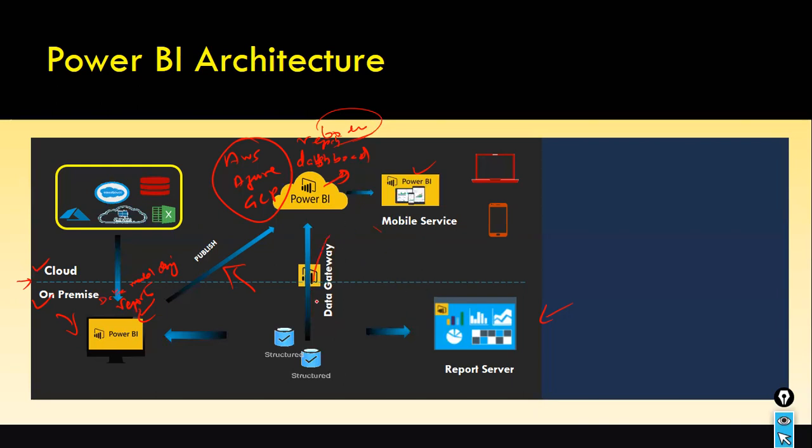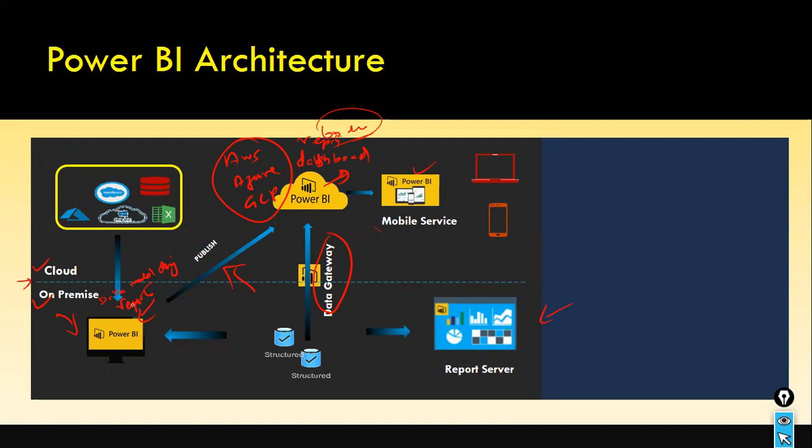Okay. And the next component, the data gateway. The data gateway is kind of an agent. You need to install it on your on-premise. If you want your reports that you publish on cloud to read the data from your local server, you need to install the data gateway. Data gateway is a kind of bridge between your on-premise and the cloud service.